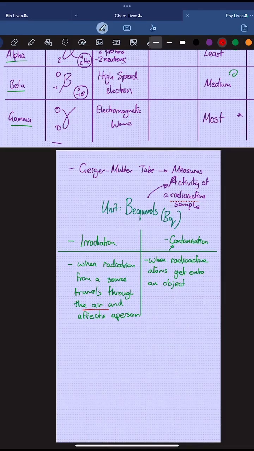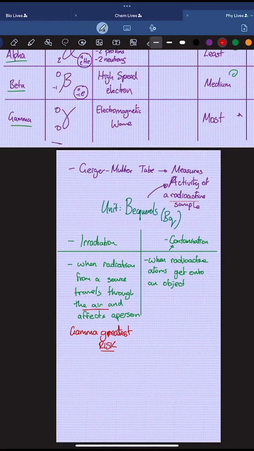Yeah, it's going to be gamma. So gamma poses the greatest irradiation risk. And then for contamination, which one will pose the greatest risk for contamination?